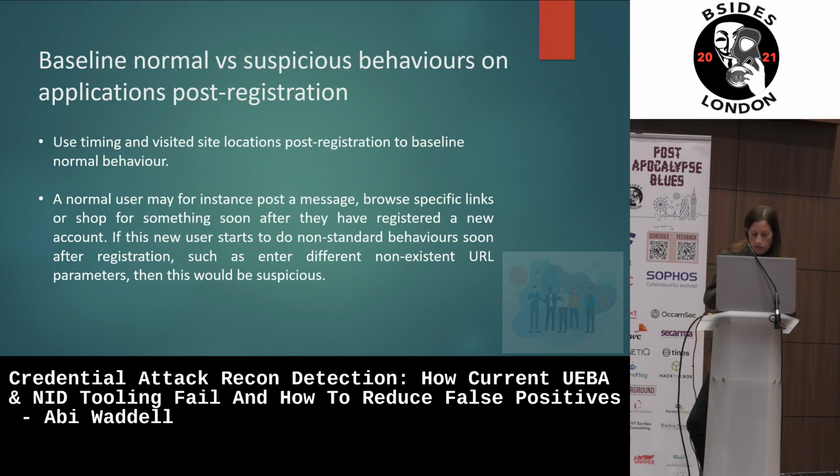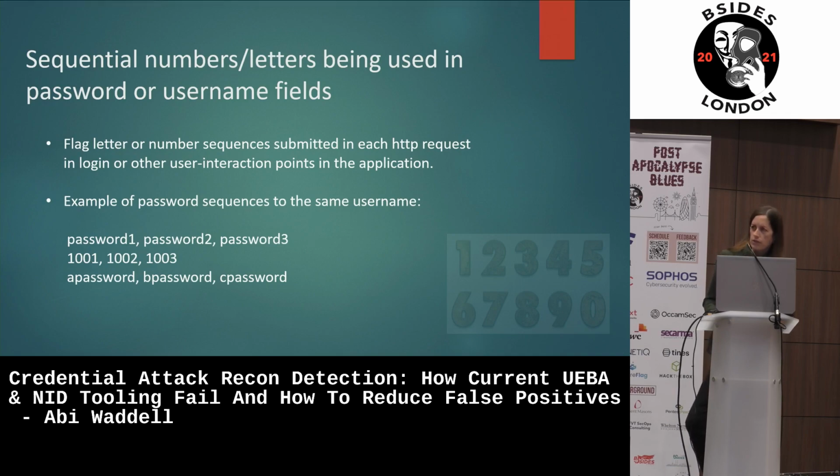And so, a normal user would go to your site, register on your site, browse for specific links, shop for a product, or post a message, for instance, within, say, an hour of initial registration. But an attacker, on the other hand, would attempt some sort of URL parameter manipulation or code injection within this first hour. So the use of sequential letters and numbers in the password, username, or other user interaction points should be flagged. Examples of this include password1, password2, and so on, any series of numbers or other sequences.